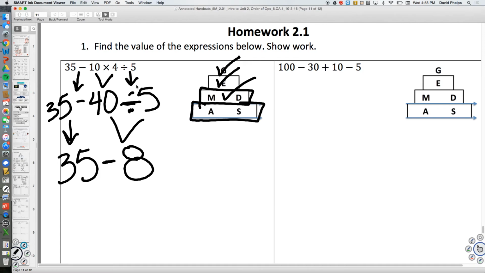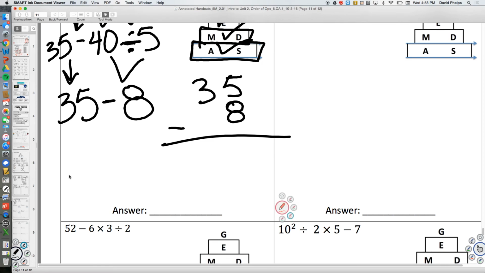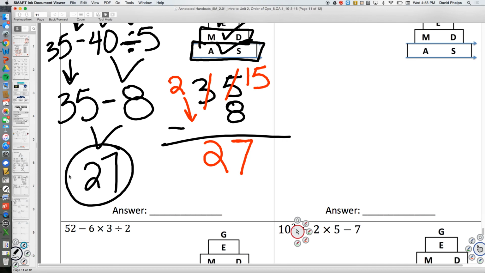Well, I only have 35 minus 8 left, so I'm just going to do that. And 35 minus 8, if you want to actually show your work, it looks like this. 35 minus 8. Notice that the ones place are all lined up. We're not going to do 5 minus 8 because it gives us a negative. We have to regroup. So the 3 becomes a 2. The 5 becomes a 15. 15 minus 8 is 7. And 2 comes down. That gives us 27. So my final answer for 35 minus 8 is 27.